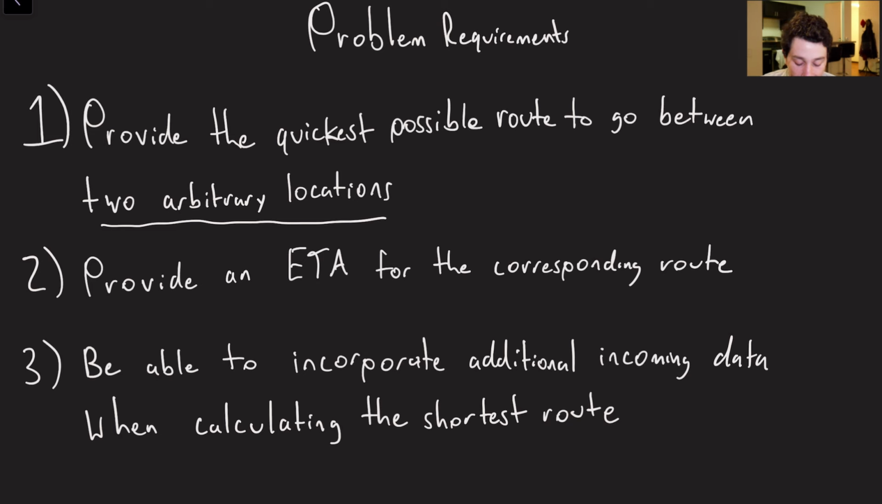The second thing is that we want to be able to provide an ETA for this route. And the third thing is that as things like traffic or weather or anything like that change, we want to be able to incorporate that into an updated ETA. Cool. So hopefully that makes a decent amount of sense.